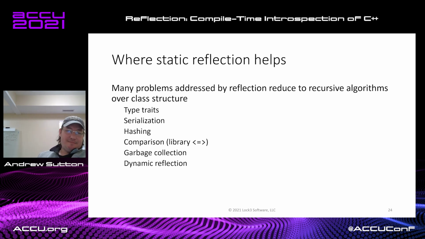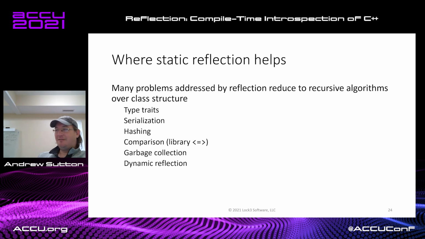And so it turns out that a lot of the problems that we end up trying to solve with reflection can kind of reduce to this nice little class of algorithms, or at least I've noticed that a lot of the problems that I've thought about do, which are basically recursive algorithms over class structure. So it's defining things like type traits that look at members of a class to see if it's trivially constructible or no-throw constructible. That requires a recursive walk over your class structure.